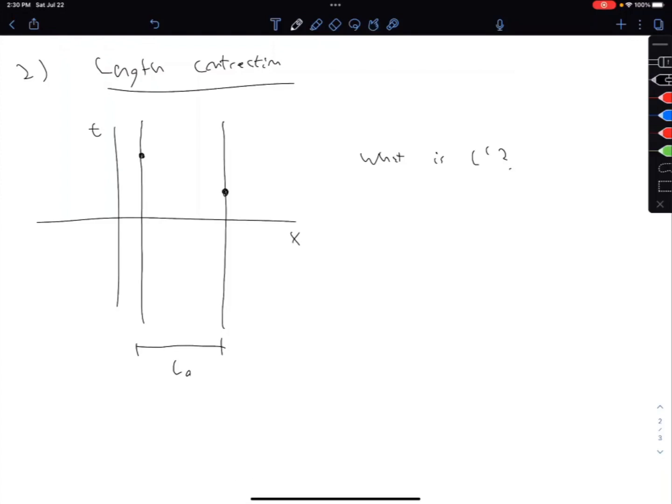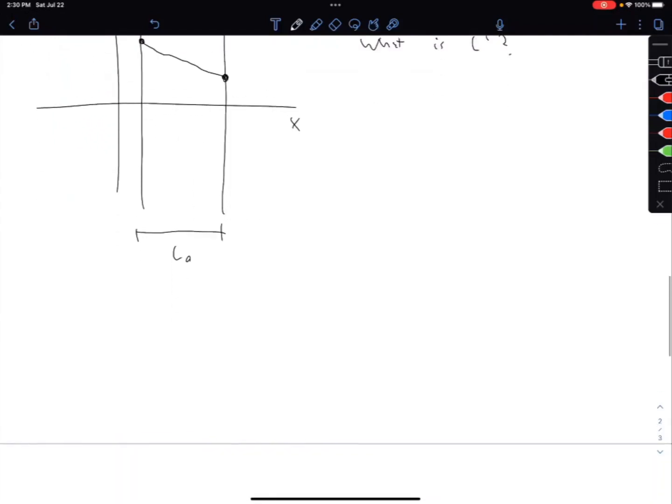Anyways, what we want to figure out is, this is my pair of events, right? And I want to figure out what is the length that is measured between these two events in the unprimed frame, or sorry, in the primed frame. Okay, so I'm going to put 0 and L prime. This is going to be in the primed frame.